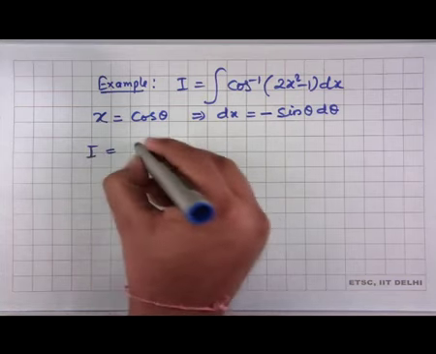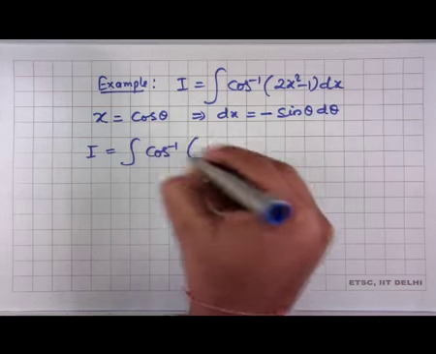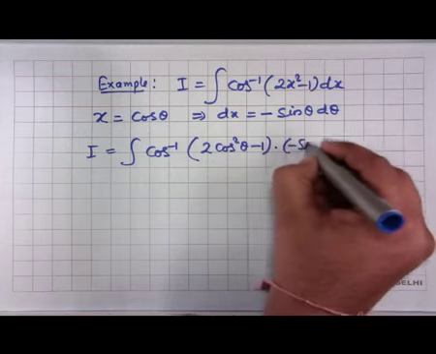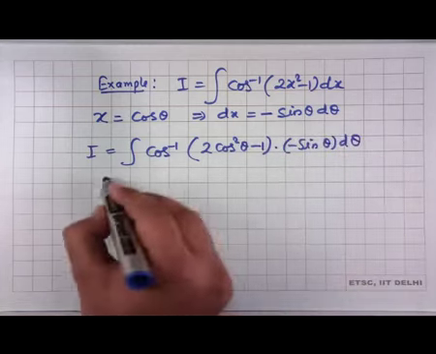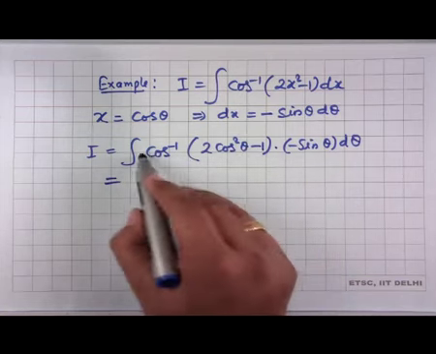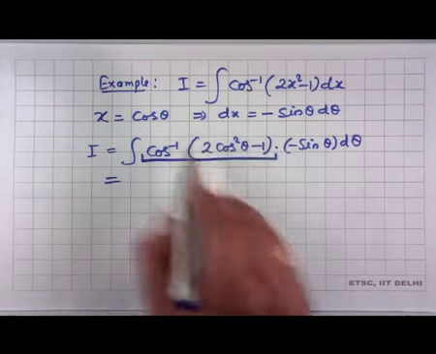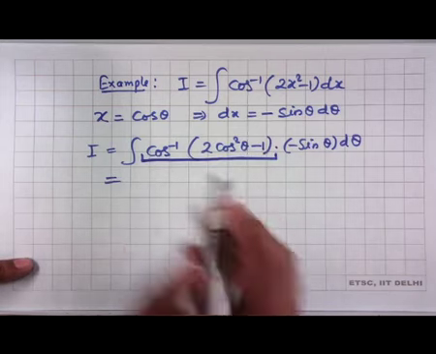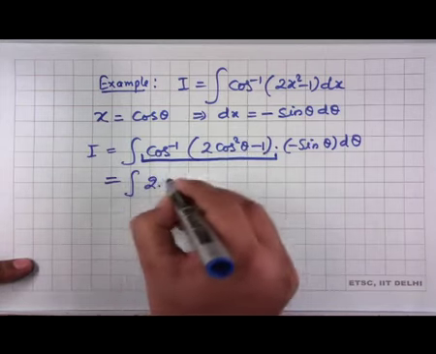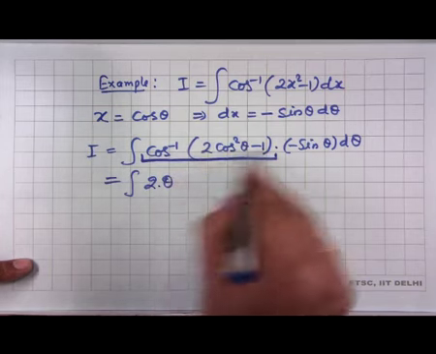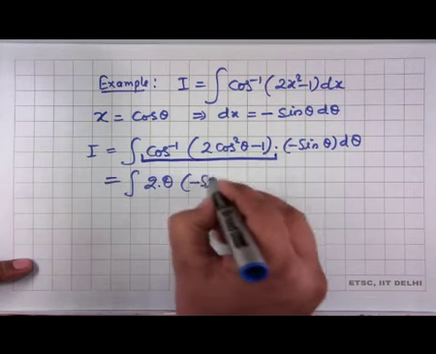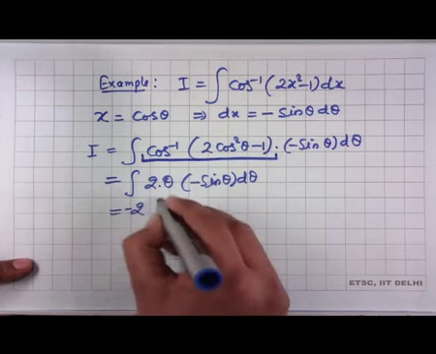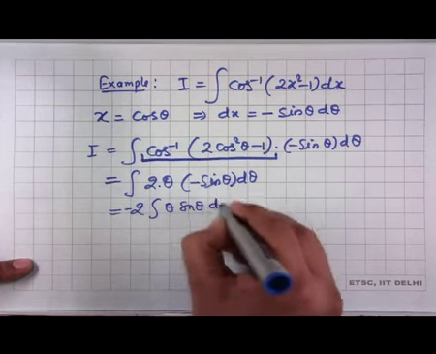So the integral I takes its form as cos inverse of 2 cos square theta minus 1, times minus sin theta d theta. Now this term is cos inverse of this fellow, but I know the trigonometrical relationship: 2 cos square theta minus 1 is cos 2 theta. Therefore, cos inverse cos 2 theta will be nothing but twice theta, and then minus sin theta d theta. So this is the same as minus 2 integration of theta sin theta d theta.